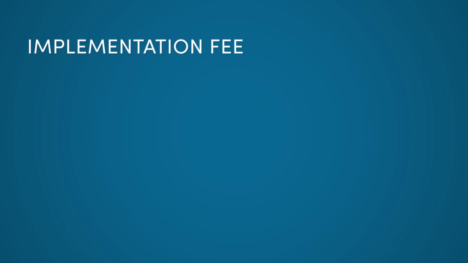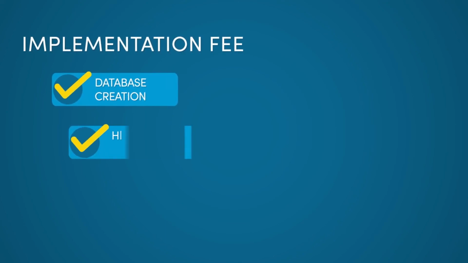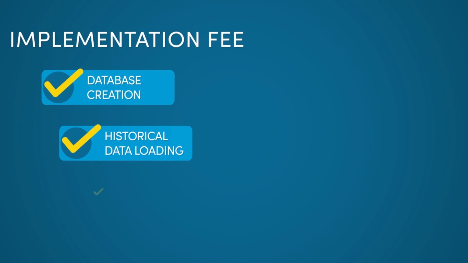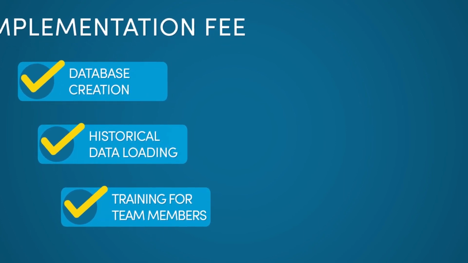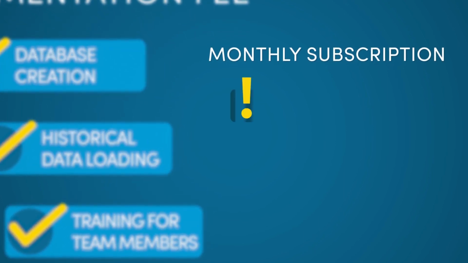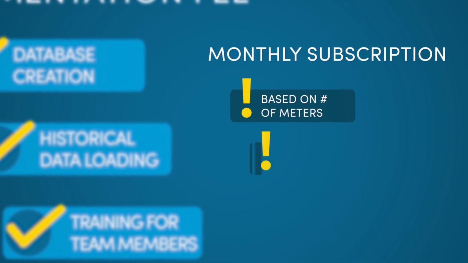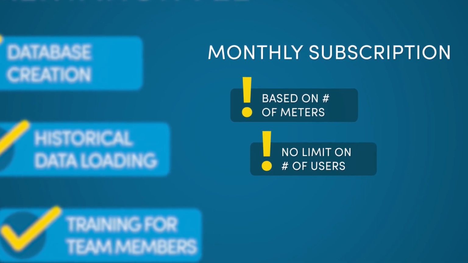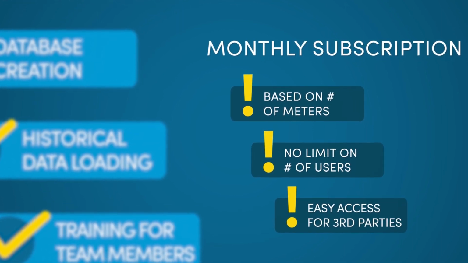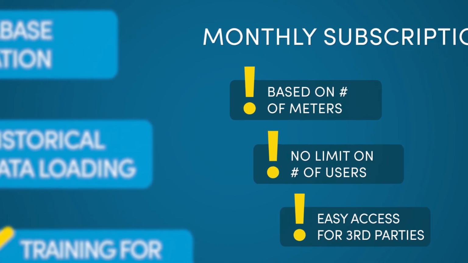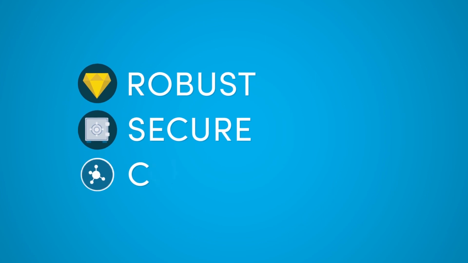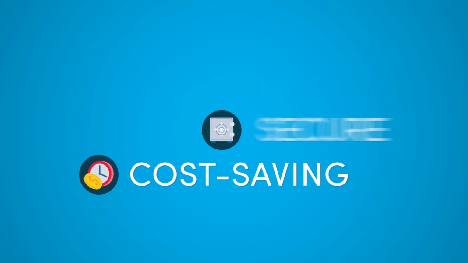Your Protrend implementation fee includes database creation, the loading of historical calibrations and analysis, as well as training for your team members. Your monthly subscription is based on the number of meters, so there is no limit to the number of users you can set up, and your third-party companies can be granted easy access to your database. Protrend is the robust, secure, and cost-saving solution that your operation needs.